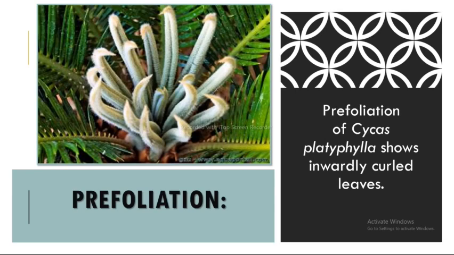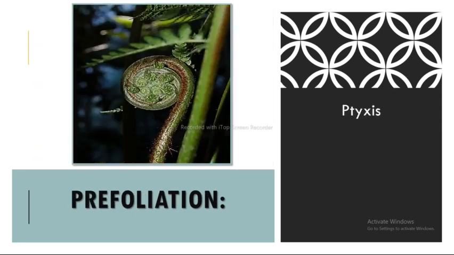So, this is the prefoliation of the Cycas platyphylla, which shows inwardly curled leaves, as shown in the figure. Again, this is the Ptyxis of the leaves. Ptyxis means the way in which an individual leaf is folded in the bud, as shown in the figure.